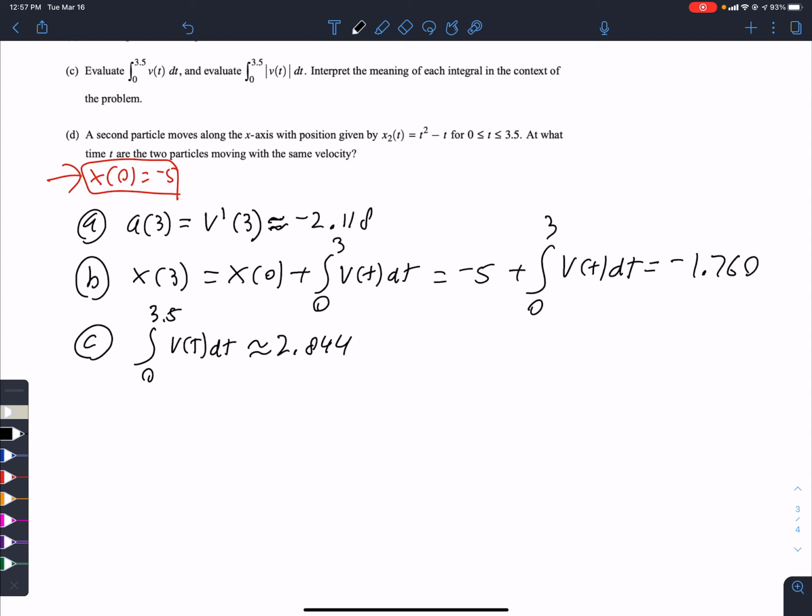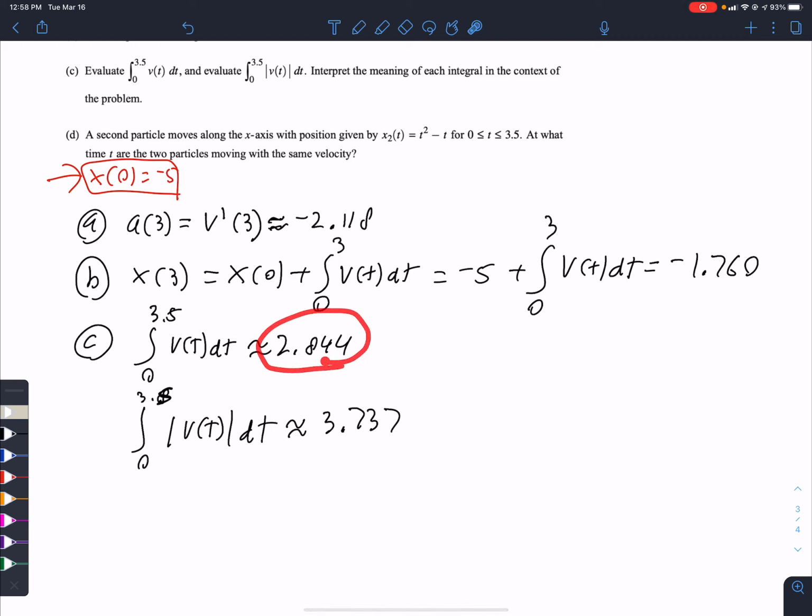So if you don't know how to do that in your calculator, it's math. To get to absolute value, you do math and then right arrow, and then 1 is absolute value. So that's how you access it. Pop that into your calculator, just as it looks here, and you'll get an answer. It's going to be 3.737. So that means the position changed this much, but the total distance traveled is that much.